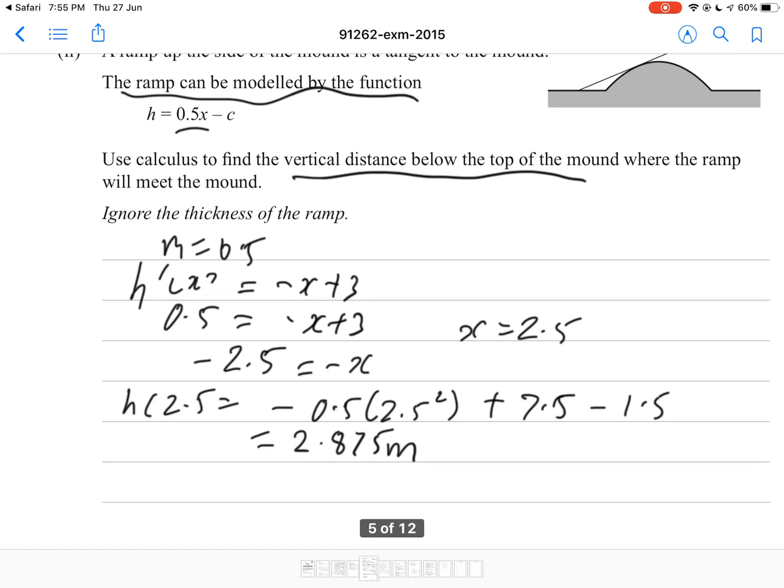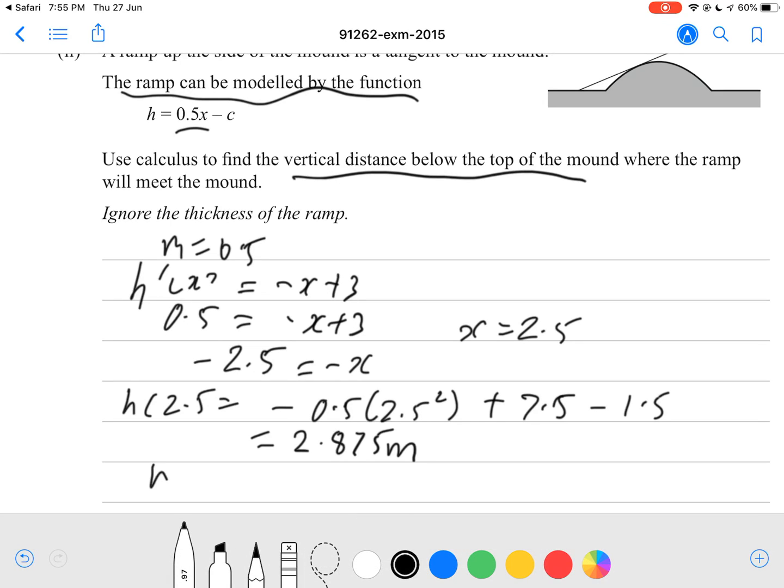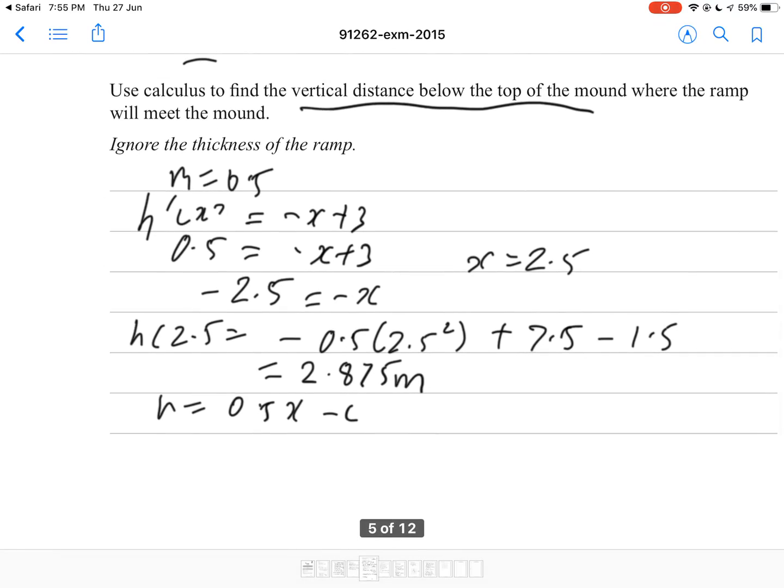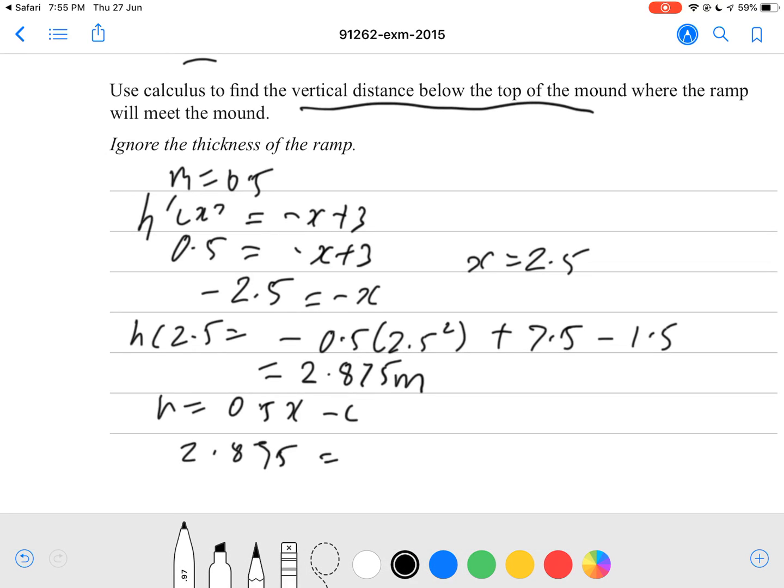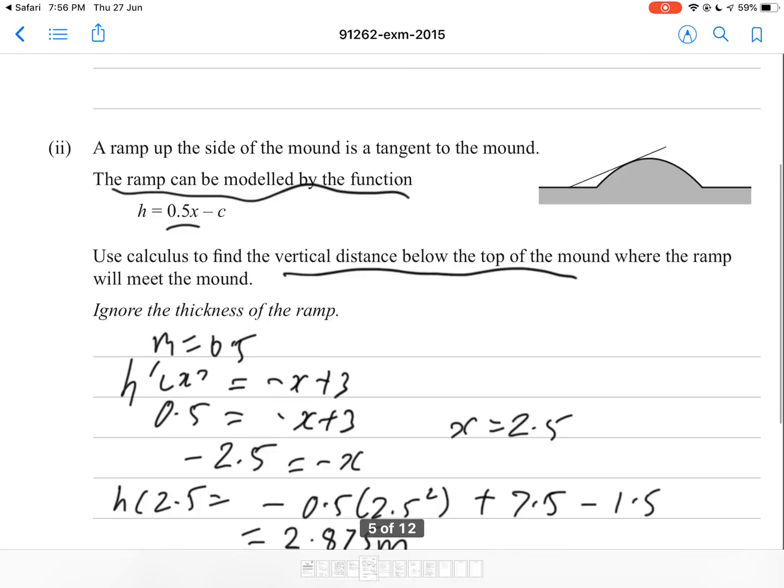So when x equals 2.5, the height of the mound is 2.875 meters. So we have our height equals 0.5x minus c. We substitute: 2.875 equals 0.5 times 2.5 minus c. Let me see what this will give us. This should give us minus 1. That should give you your c value. The c value should come out as 1.625 meters.